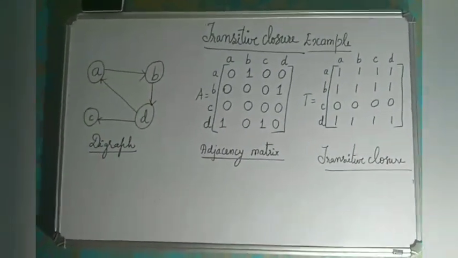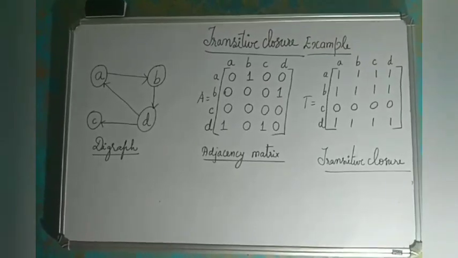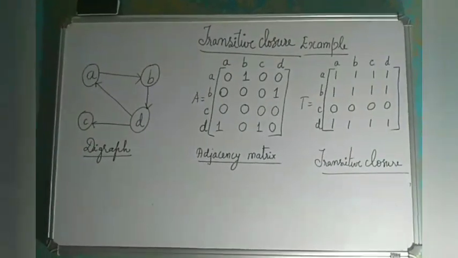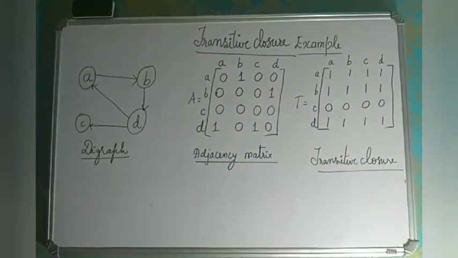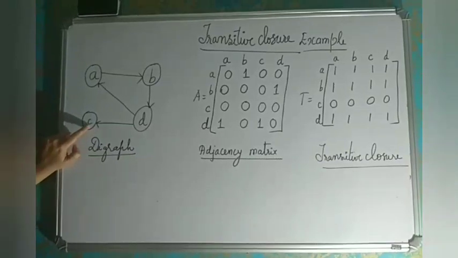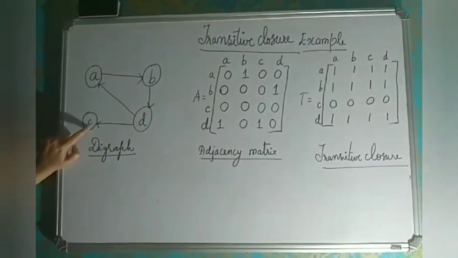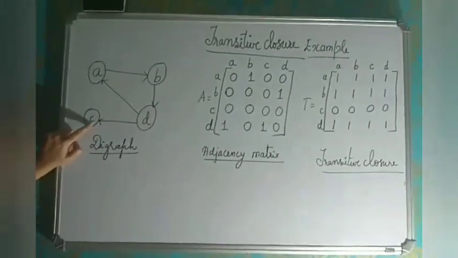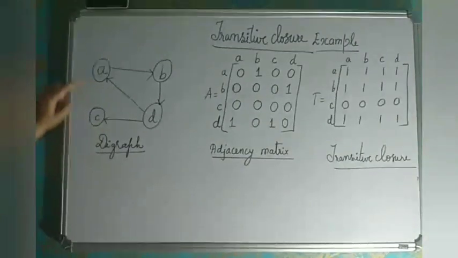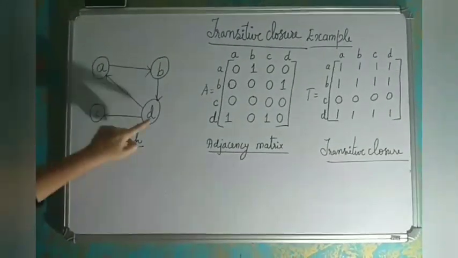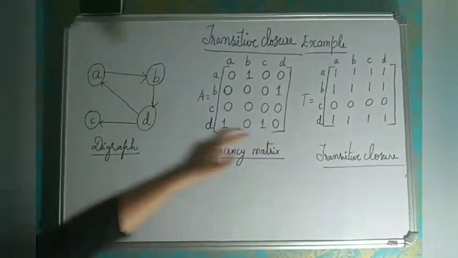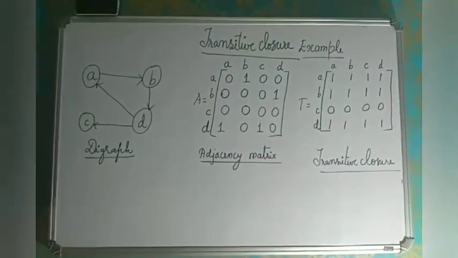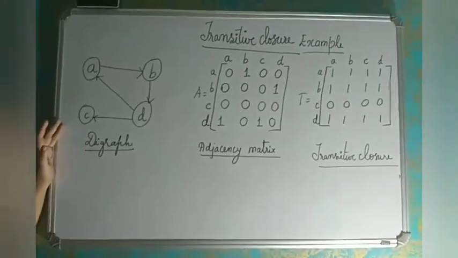Similarly, in the second row also, all the entries are ones. All the vertices B, C, D are reachable from B. Next, the third row from C. You can see there is no directed edge from C. That is why there is no way to reach any of the vertices. So you cannot reach A, you cannot reach D, you cannot reach B. That is why all the entries are zeros over there. So that is how we find the transitive closure of the graph.